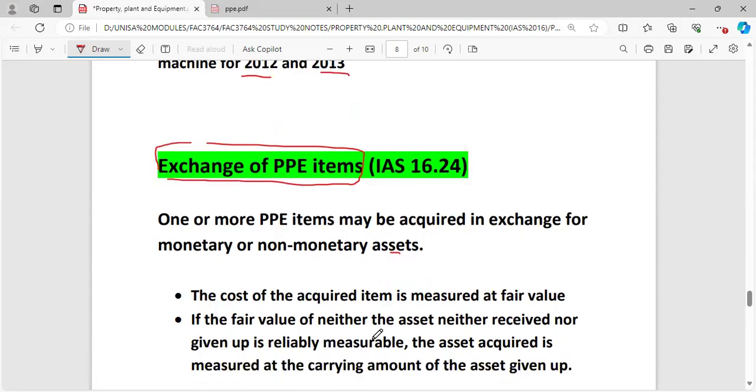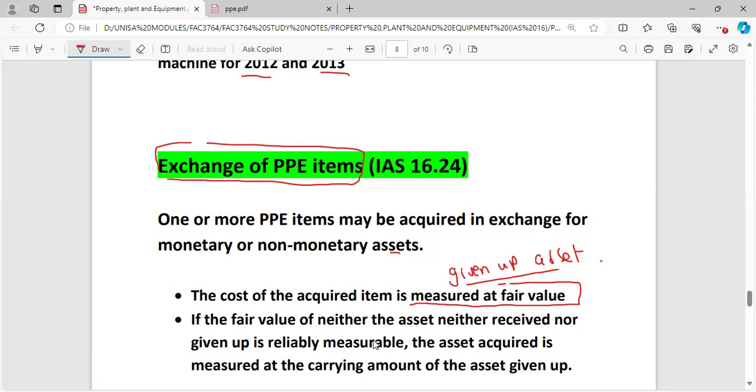So when there is an exchange, the cost of the acquired item is measured at fair value. Normally, we measure it at the fair value of the given up asset. So if you exchange an asset with another asset, when you record it in your books, you are going to record it at the fair value of the asset that you have exchanged. So that is when there is an exchange of PPE assets.